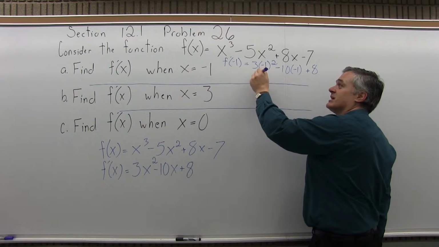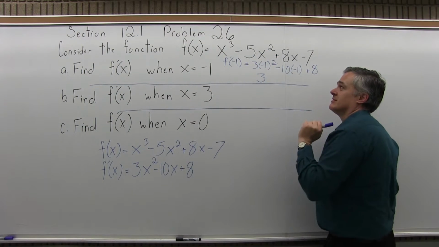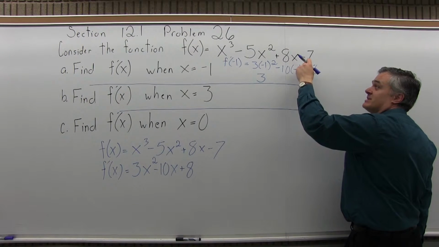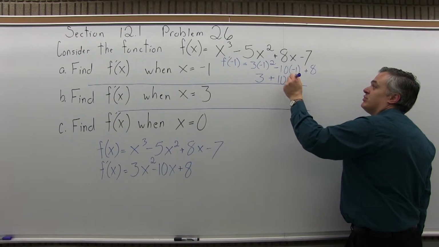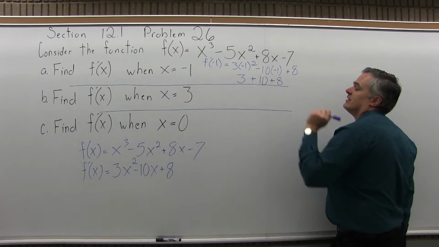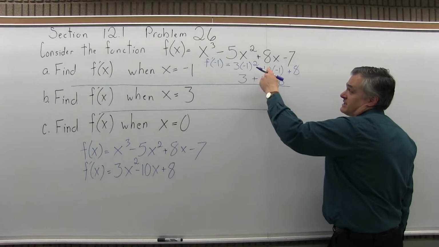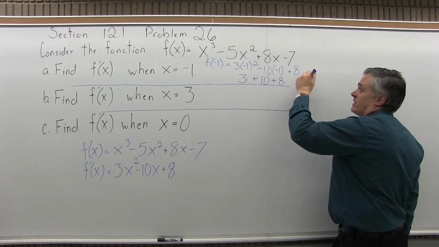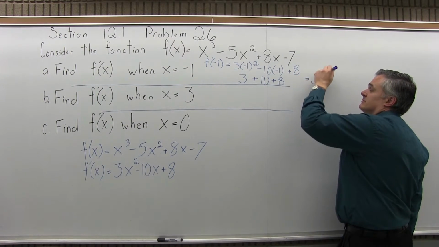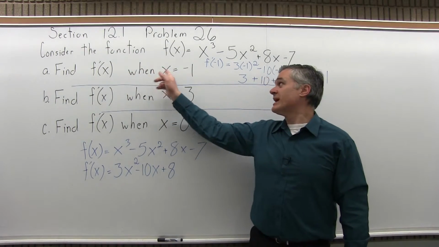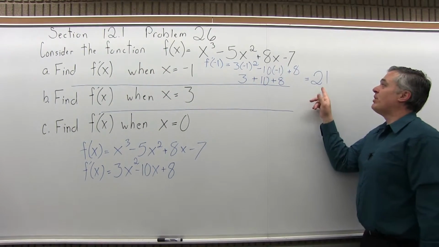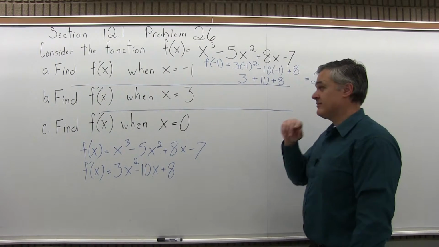So positive 1 times 3 is 3. Then negative 10 times negative 1 is plus 10. And you have a plus 8. So now 3 plus 10 is 13, then plus 8 more is 21. So f prime of x when x is negative 1 is positive 21.